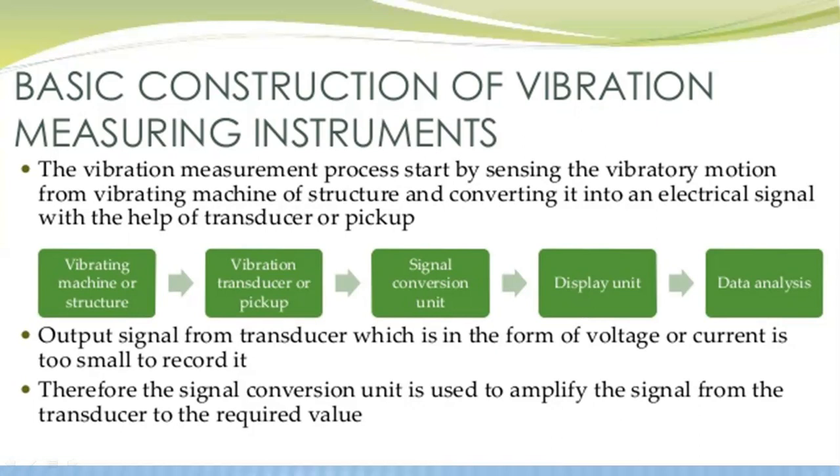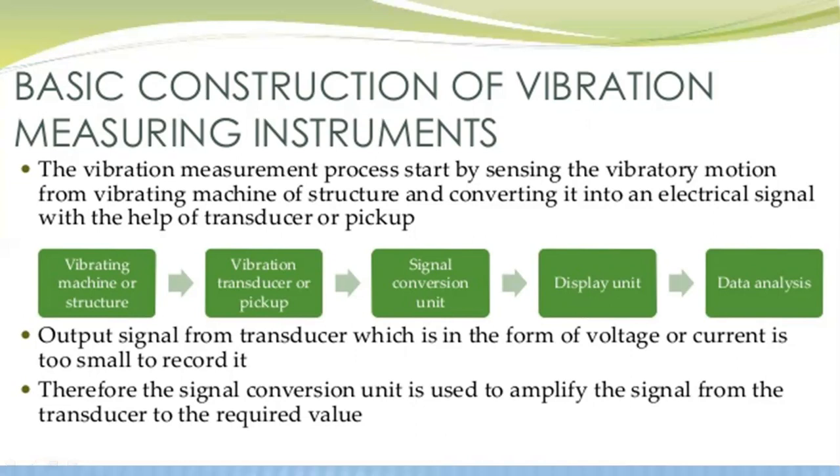First of all, you can see what are the different constructional details of the vibrating measuring instruments. It is a vibrating machine or structure. So we can take the vibrating machine. That vibrating machine is used to detect the vibrations of the object or any other device. And next one, vibration transducer or pickup. The vibration transducer or pickup is used to detect the vibrations on the device.